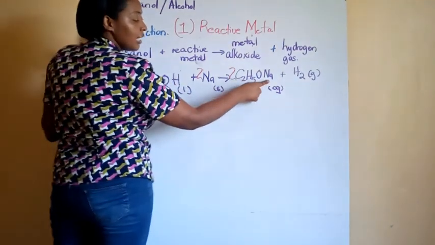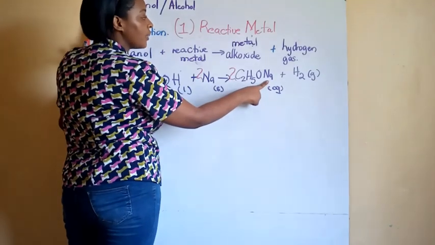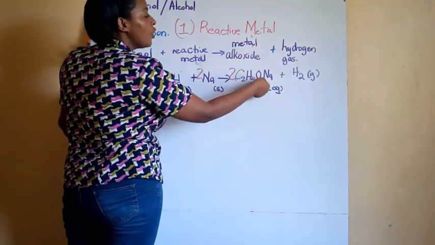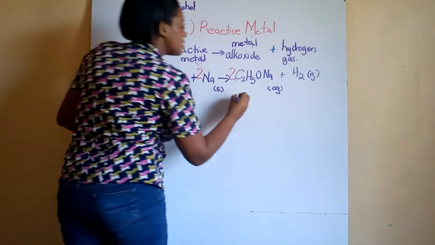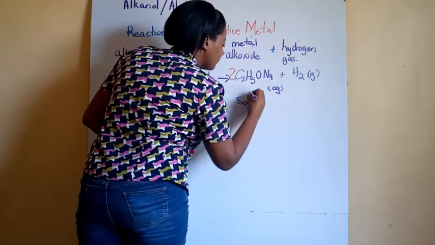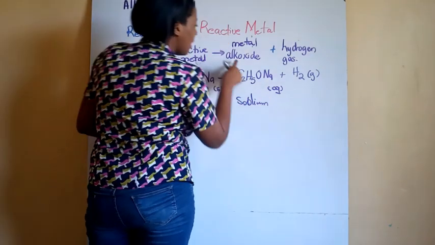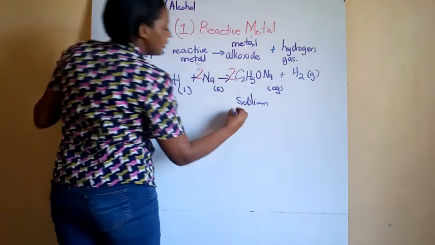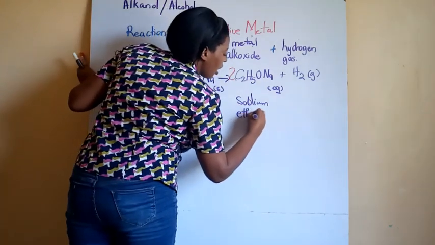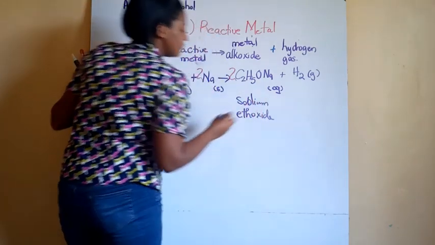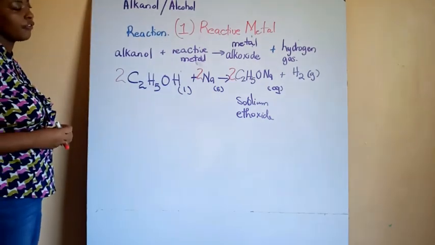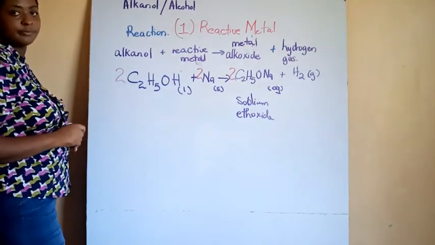So the name of this salt is going to be metal alkoxide, where it's going to be sodium, alk, 2 carbon, ox, oxide. So it forms sodium ethoxide.